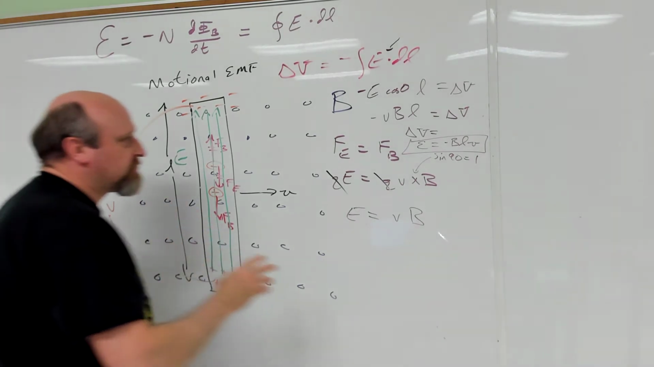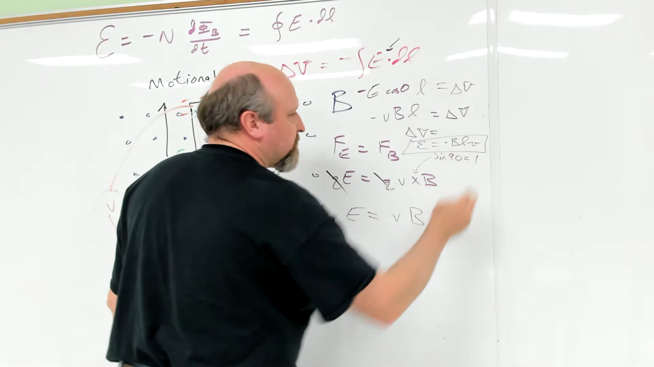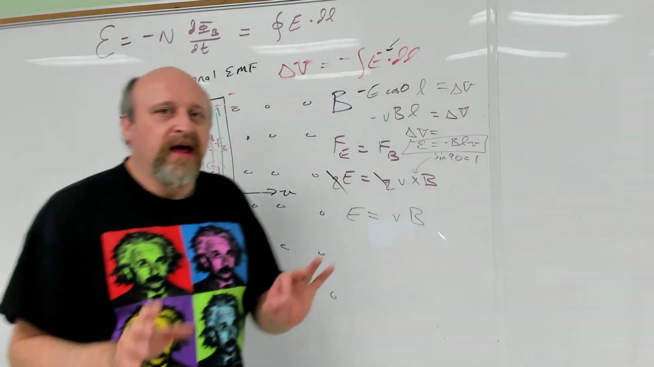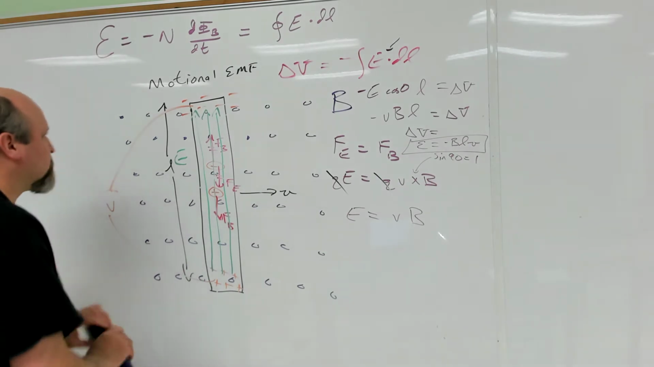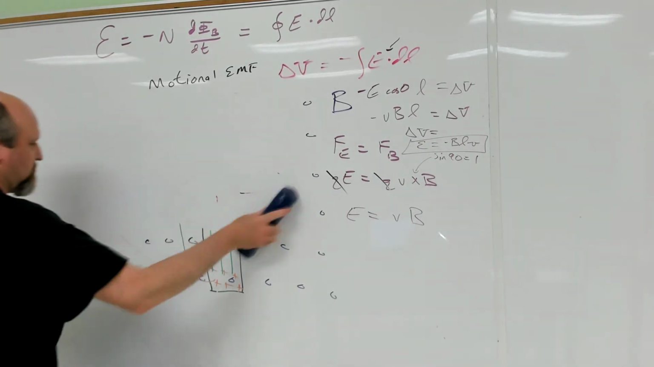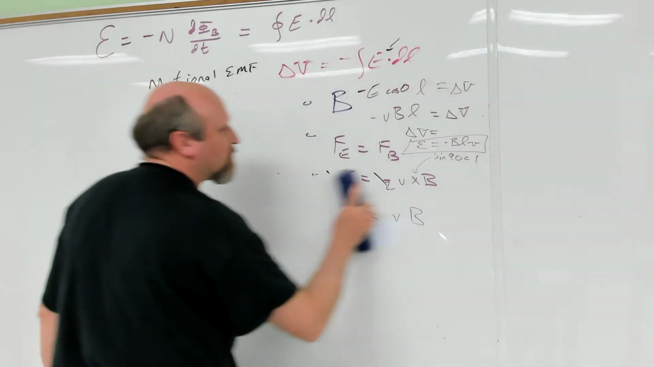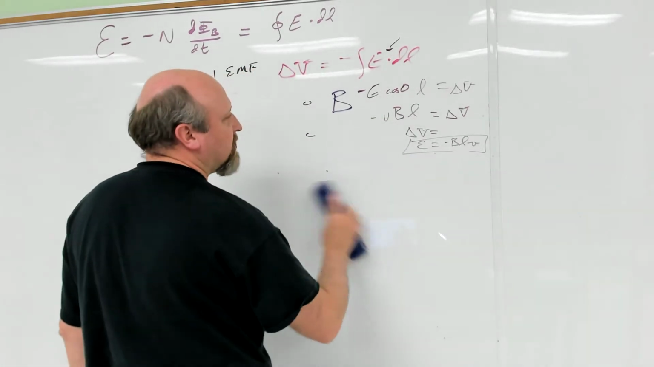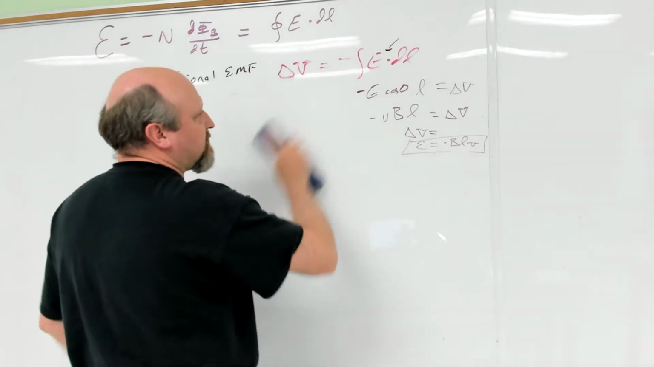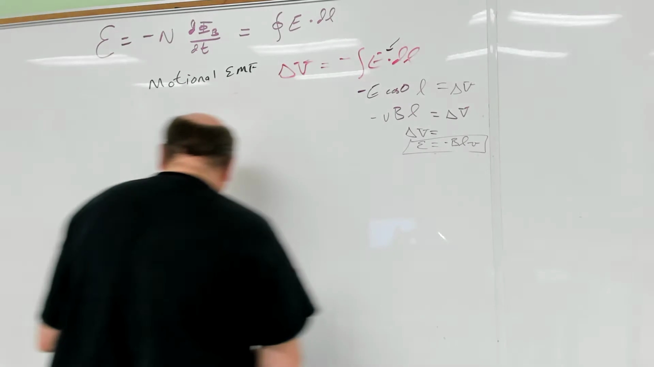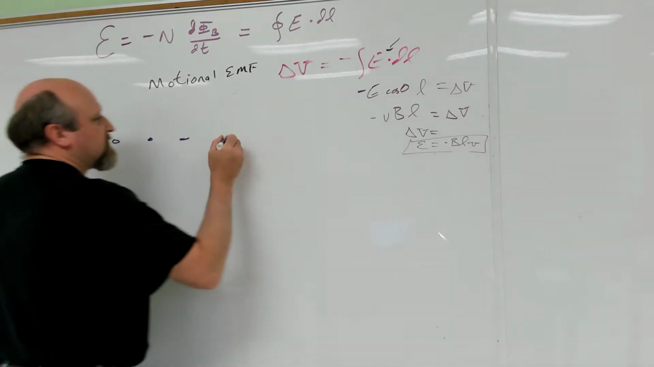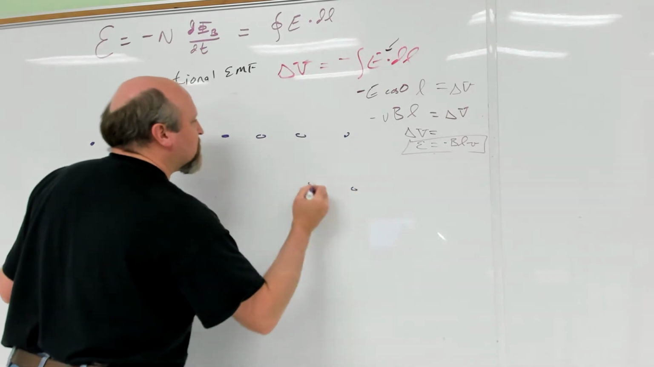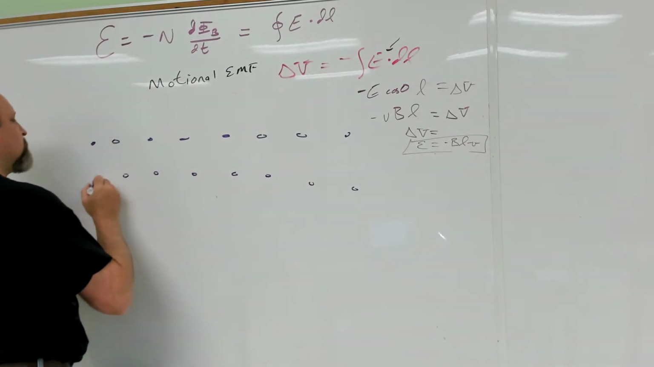Okay, so we're cool with this: induced EMF is negative BLv. I want to take you to another application of this real quick. Okay, I lied, it's not going to be real quick, but I'm going to try to make it quick. Let's say I have my magnetic field, the same one we had before. Just to make it simple, the magnetic field's coming out of the page.